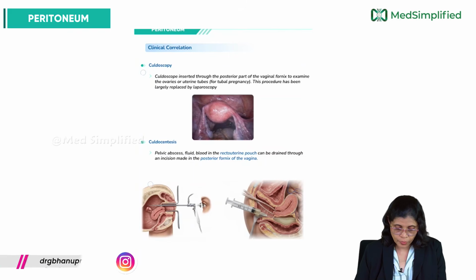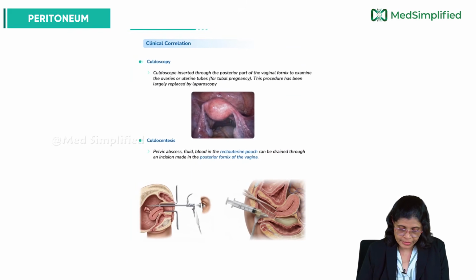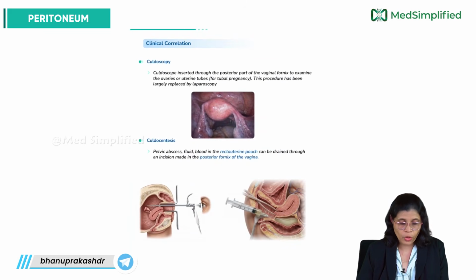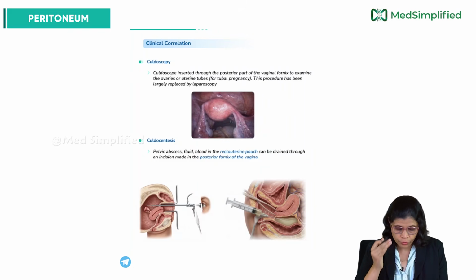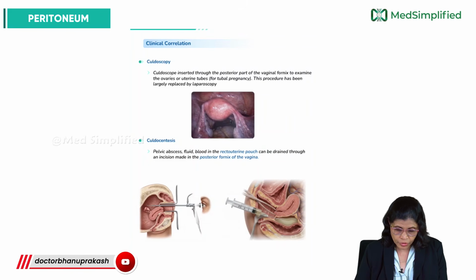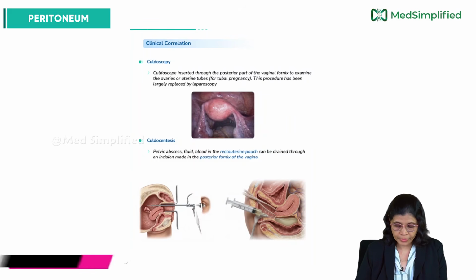So a culdoscope is basically an instrument which is inserted through the posterior part of the vaginal fornix to examine the ovaries or uterine tubes, in case there is a suspicion of tubal pregnancy. Nowadays, we use laparoscopy instead of a culdoscope. And culdocentesis is the procedure, that is posterior colpotomy, where the pelvic abscess or fluid or blood in the rectouterine pouch can be drained through an incision made in the posterior fornix of the vagina. So from there it can be drained. That is known as culdocentesis.